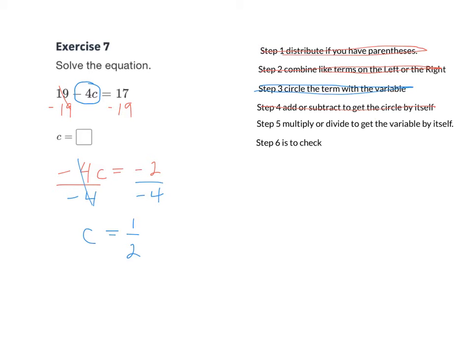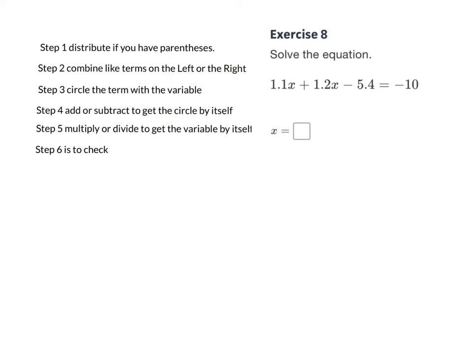Now, to check, to make sure that this is working, we're going to have 19 minus 4 times 1/2 has to equal 17. 4 times 1/2, what's half of 4? Half of 4 is 2. 19 minus 2 is 17. 17 is equal to 17. There's our check. Exercise 8. We've got no parentheses. Combining like terms, there's a couple things we can put together right here.